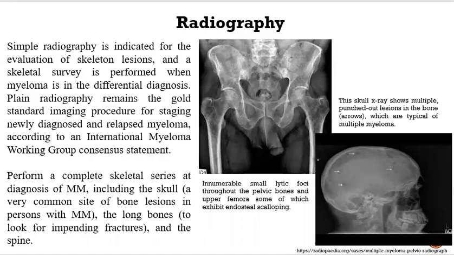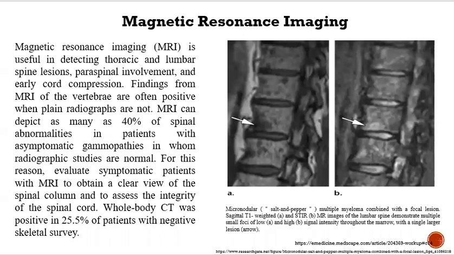Simple radiography is indicated. The evaluation of skeletal lesions, such as skeletal surveys, is performed when myeloma is in the differential diagnosis. Plain radiography remains the gold standard imaging procedure for staging newly diagnosed and relapsed myeloma, according to the International Myeloma Working Group consensus statement. Perform a complete skeletal survey at diagnosis of multiple myeloma, including the skull, the long bones, where the most common sites of bone lesions are, to look for impending fractures, and the spine.